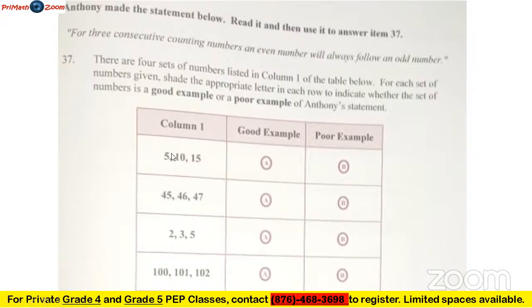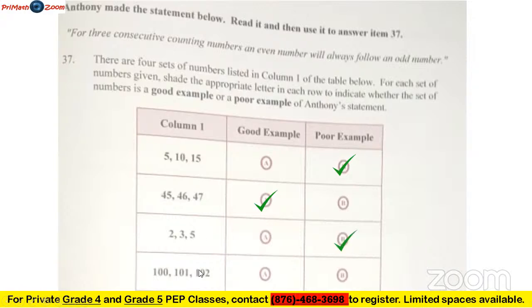Now, if we look at the first one, 5, 10, 15, these are not consecutive counting numbers, so that's a poor example. 45, 46, 47. These are consecutive counting numbers, and it shows odd, even, odd, and the number that follows the odd number is an even number, because after 47, we'll get 48. So that's a good example. 2, 3, 5, these are not consecutive counting numbers because we don't have 4 there. So that's a poor example.